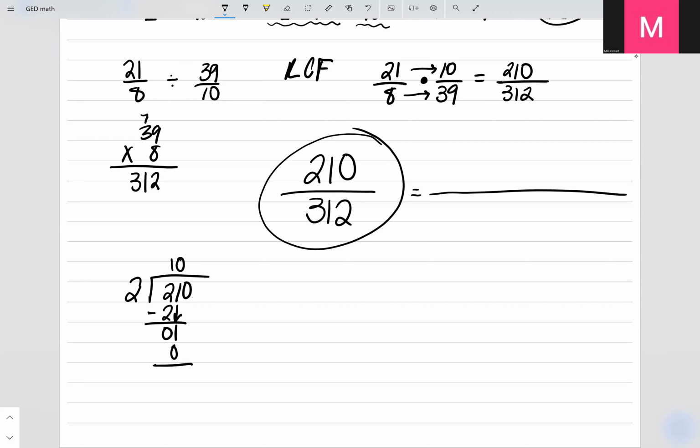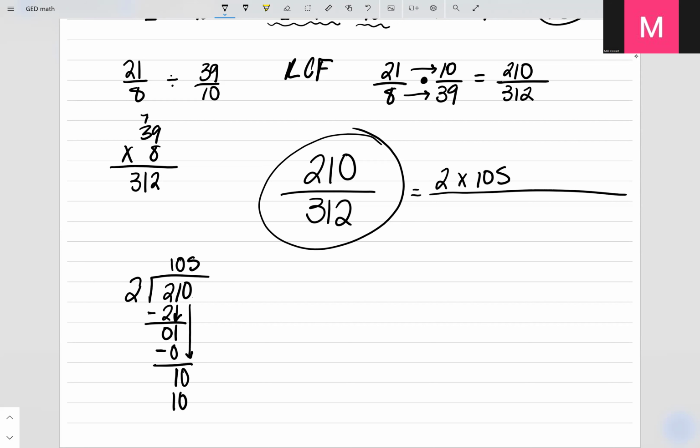We still have a 1 here, so bring down the 0. Because it's 1 minus 0, you keep the 1. And then bring down the 0, and that's going to be 5, because 2 times 5 is 10. So we got 2 times 105.